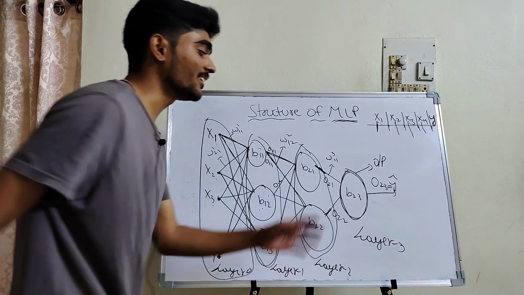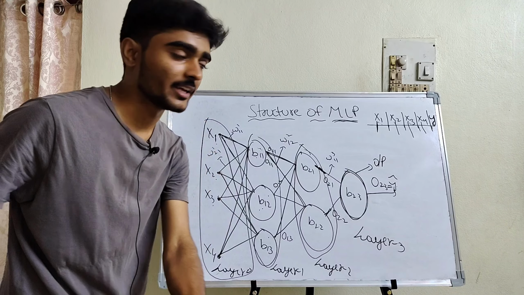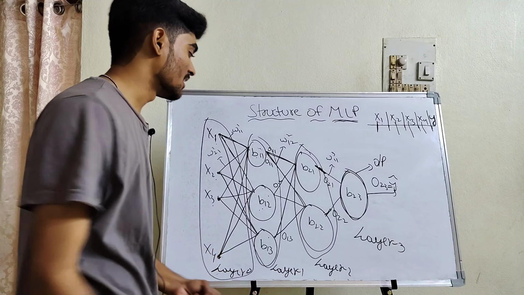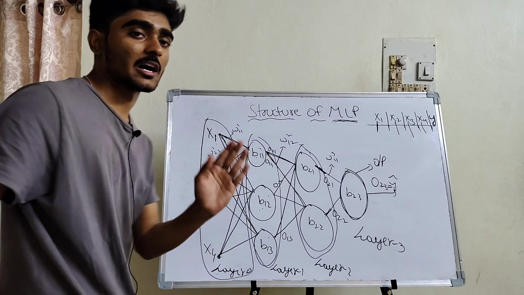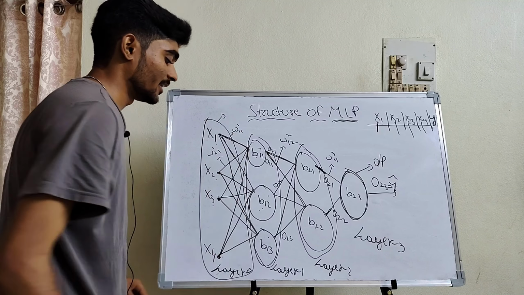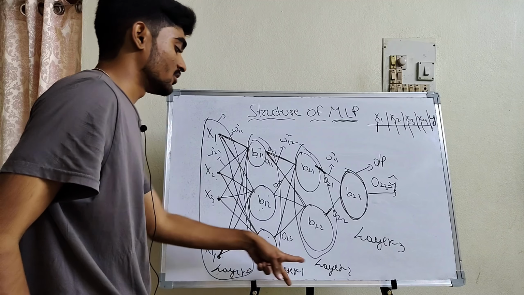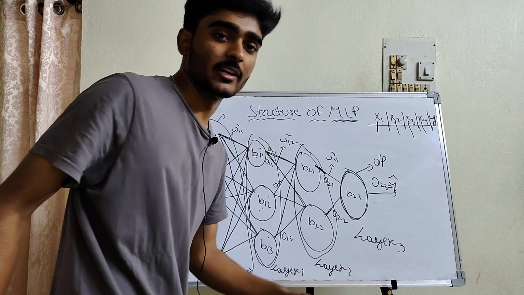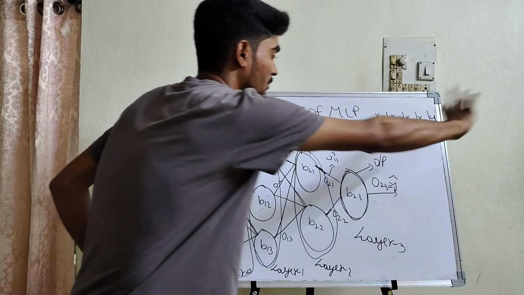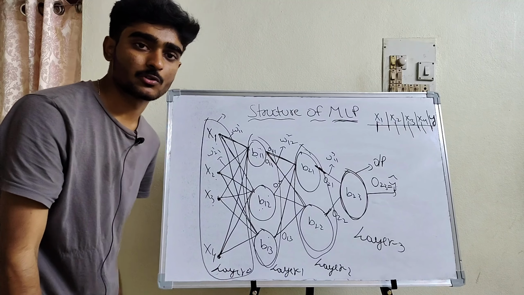Where the output is calculated is called the output layer. Where the calculations are taking place is called the hidden layers. And where the input is coming to the multi-layer perceptron is called the input layer. This is the input layer, these two are our hidden layers, and this is our output layer. Now, if you have n number of features, you'll have n number of inputs over here.